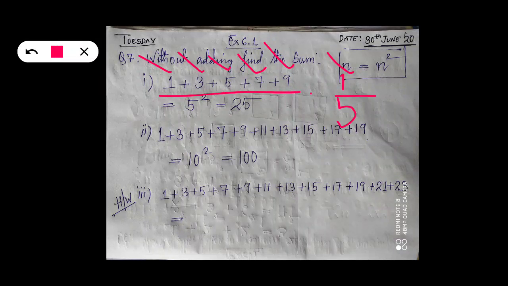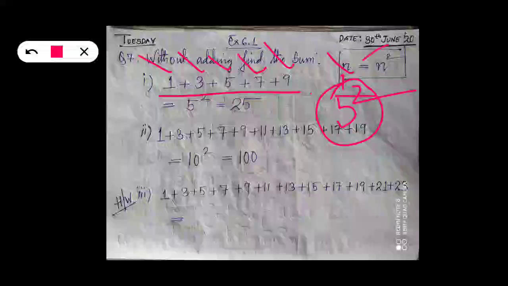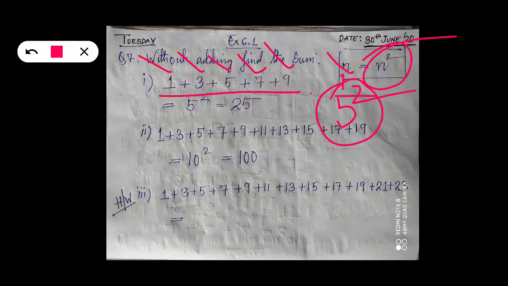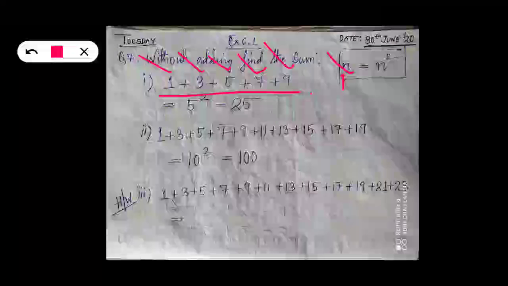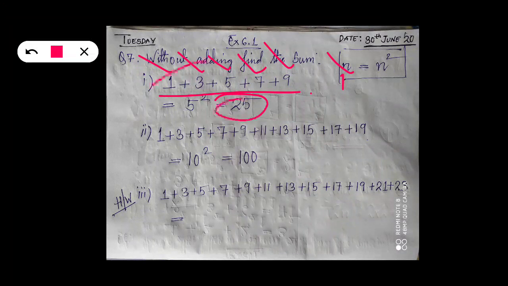Now how do we find the sum? You have to square the number. Whatever the value of N, you do N square. Here the value of N is 5, so we do 5 square. 5 square means 5 into 5, which is 25. So if you add all these 5 numbers, you'll get 25, without calculating.